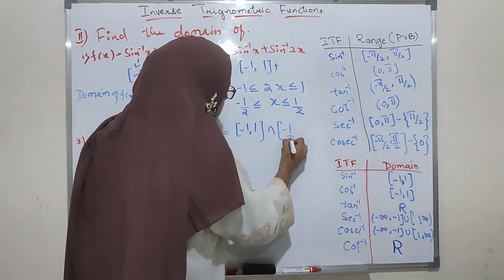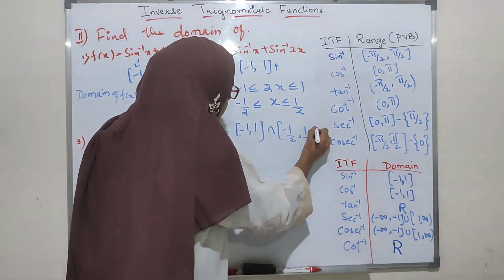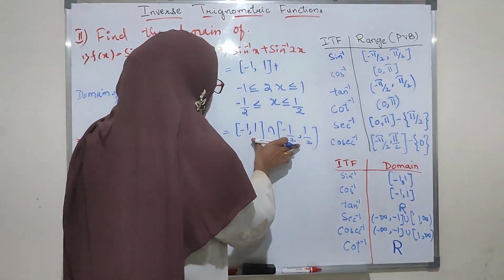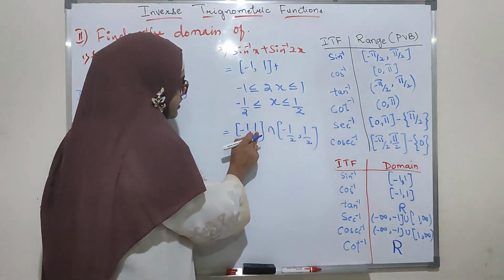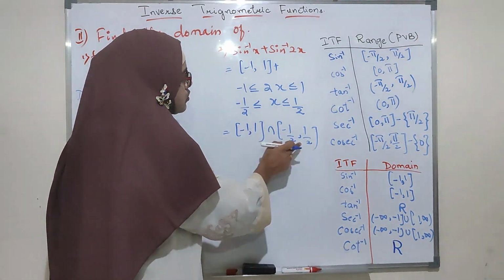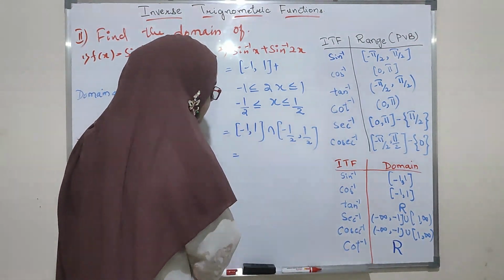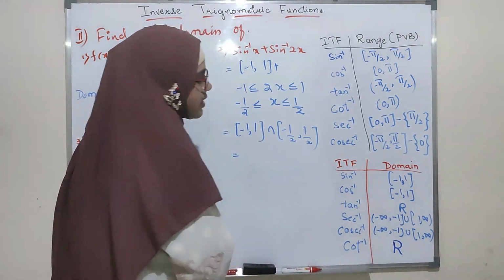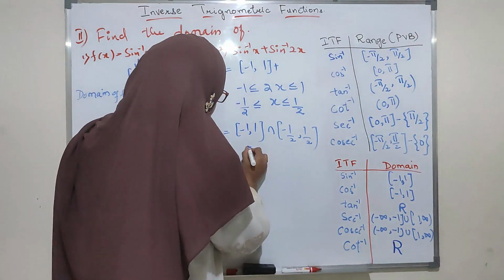The intersection of minus half and plus half with minus 1 and plus 1. You can see what the intersection will be. We have to take minus half comma plus half.